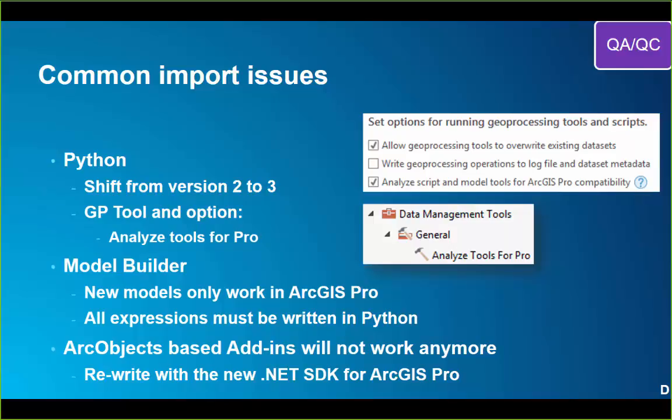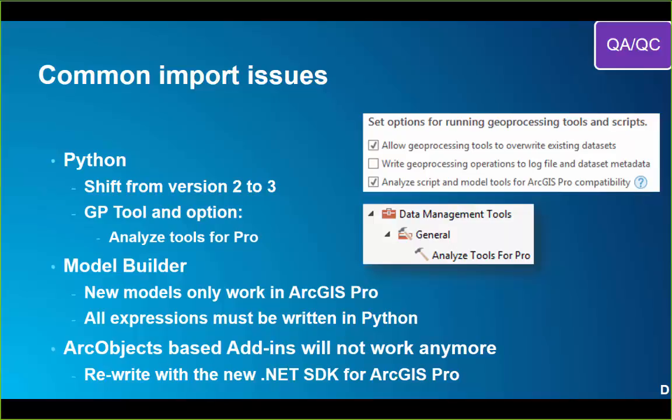To help uncover these issues, there is a new geoprocessing tool called Analyze Tools for Pro, and a geoprocessing option under the same name, that have been built into ArcGIS Pro to find these unsupported tools and really help you update your model or script to make it work in ArcGIS Pro.